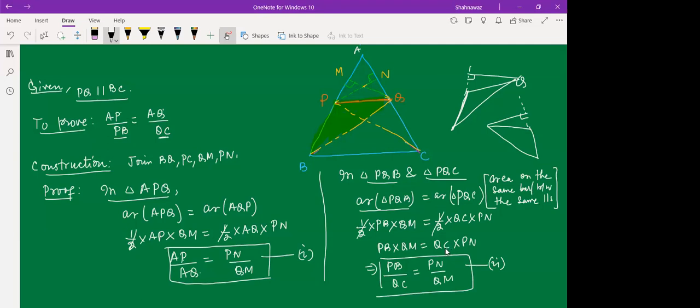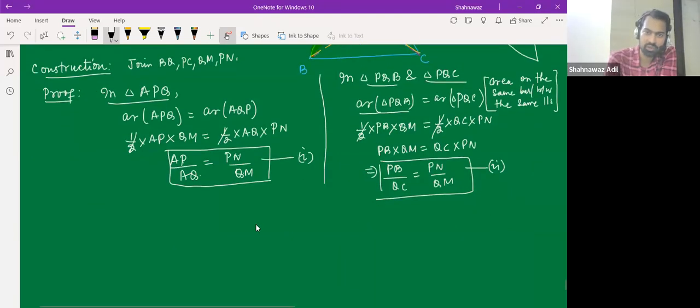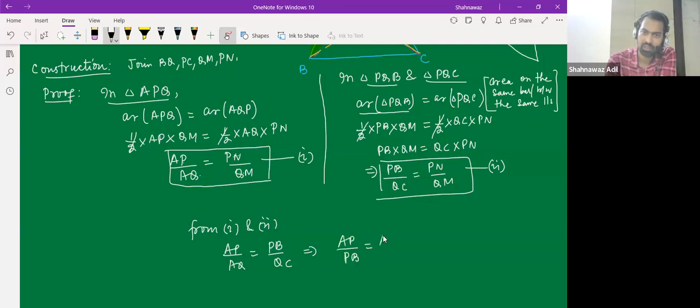Yes, sir. Okay, so by looking into 1 and 2, we can say that AP by AQ equal to PB by QC. And then by rearranging, I can take this from here to here and this to here. So this would be AP by PB, equal to AQ by QC. So this is what we wanted, right?